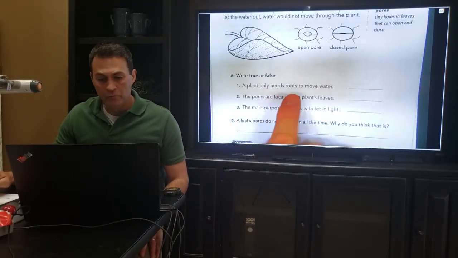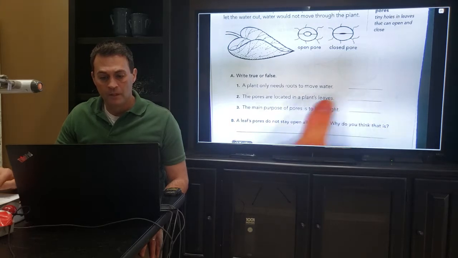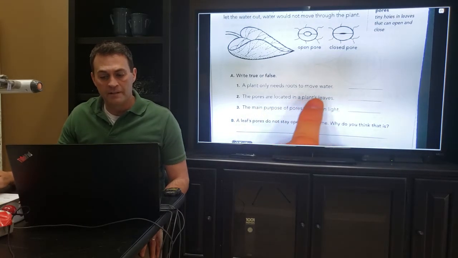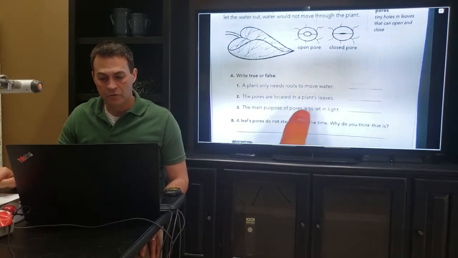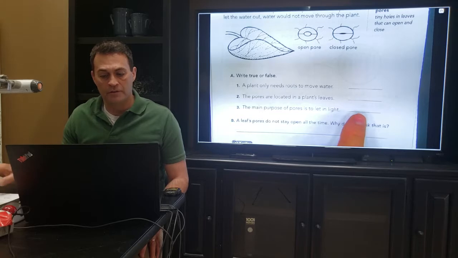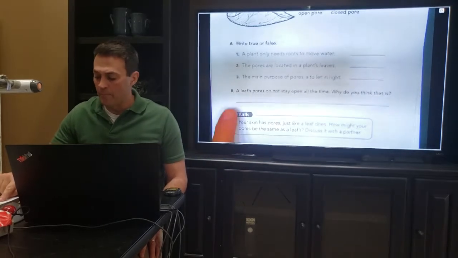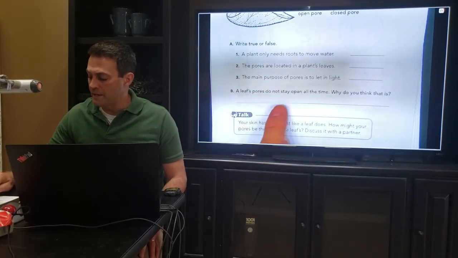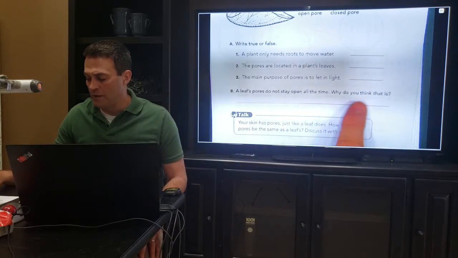A plant only needs roots to move water. The pores are located in a plant's leaves. True or false? The main purpose of pores is to let in light. True or false? And then you got a part B. A leaf's pores do not stay open all the time. Why do you think that is?